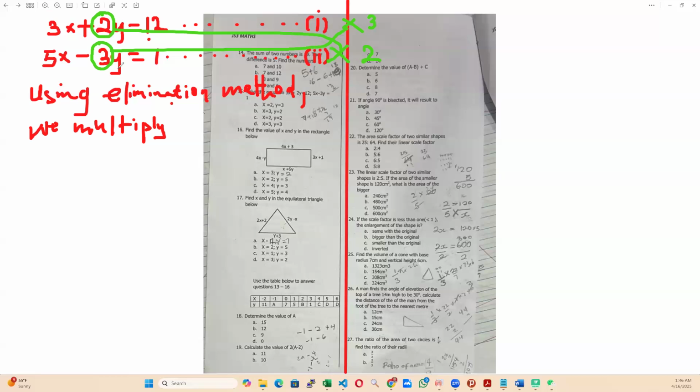So when we multiply equation 1 all through by 3, what are we going to get? 3 times 3 is 9, so you have 9x. 3 times 2y, you now have 6y, equal to 3 times 12, you have 36. You now have a new equation you call equation 3.